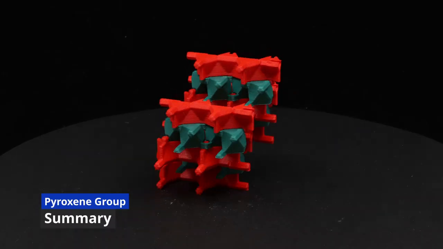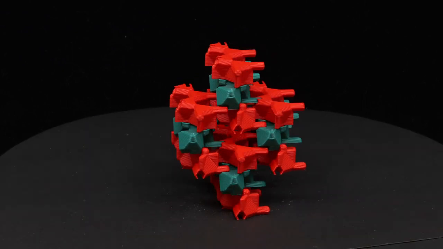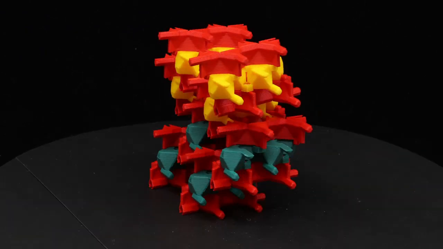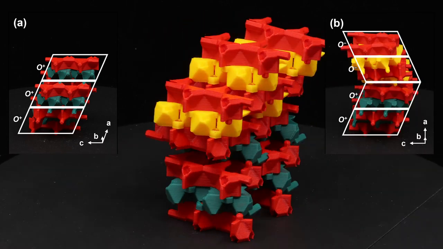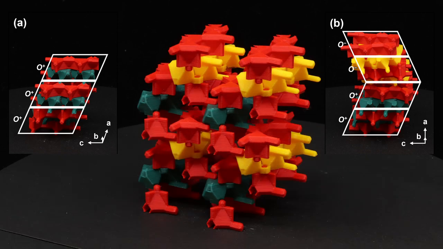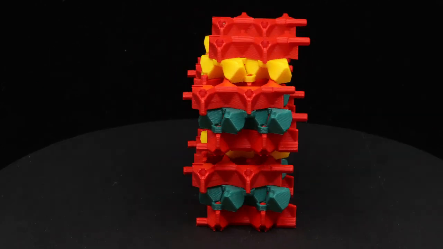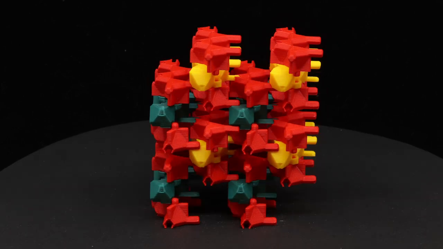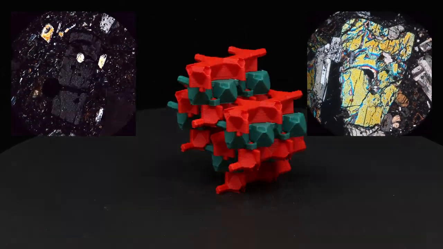In this video, we've learned about the Pyroxene group and its polytypes, and we've seen how single chains of TOT modules can be linked together to form either monoclinic or orthorhombic crystal structures, depending on the stacking of the O+ and O- modules. We've also looked at how these different crystal structures affect the optical properties of these minerals when examined in thin section.